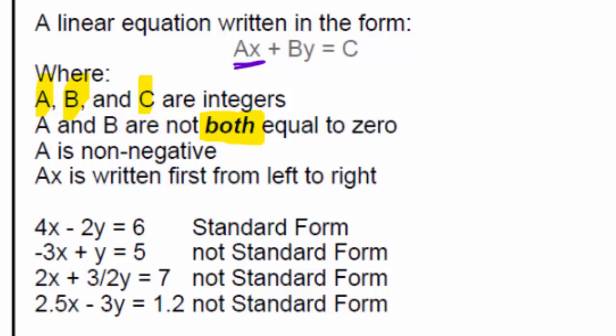I have a few examples here. The only one that's standard form is the first one, and you'll notice it's got integers for all three. The AX, which is 4x, is written first. There's no zeros for x and y. The second one, not standard form. What caused it to be not standard form? Well, this right here, the negative 3x, is not allowed to be negative. The third one is not standard form because you can't have a fraction. And the last one is not in standard form because you can't have decimals. So you have to clear all those out.